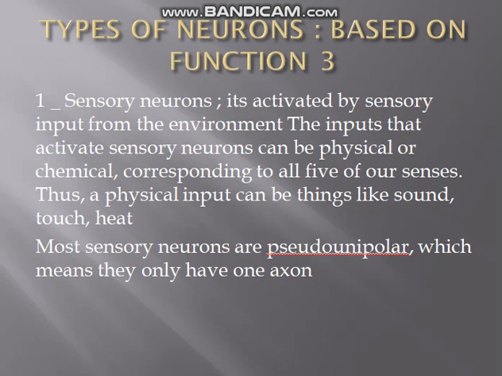Types of neurons based on function. There are 3. 1. Sensory neurons. They are activated by sensory input from the environment. The inputs that activate sensory neurons can be physical or chemical, corresponding to all 5 of our senses. Thus, a physical input can be things like sound, touch, heat. Most sensory neurons are pseudo-unipolar, which means they only have one axon.